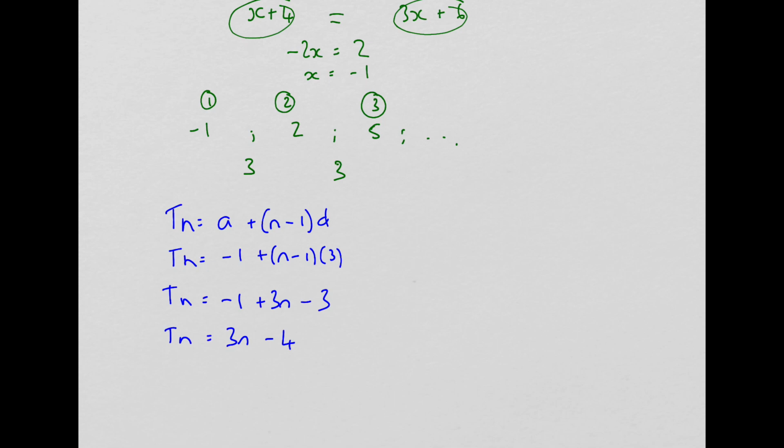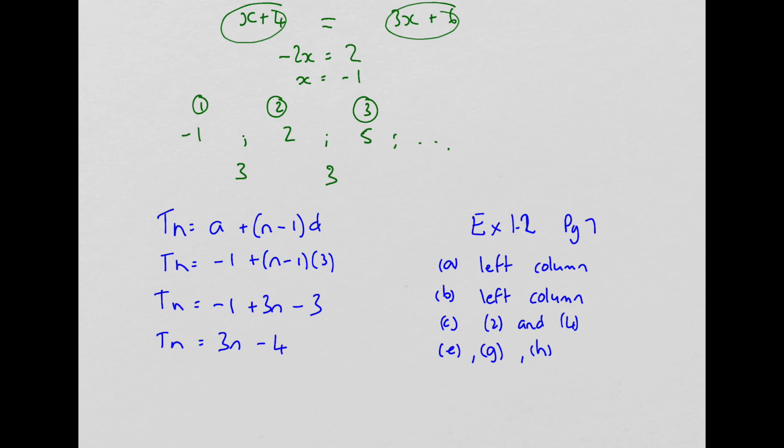Now what I'd like you to do, please, in preparation for Monday's lesson, is turn to page 7 in your textbook, and you will see exercise 1.2. I'd like you to do the following, please. For A and B, please do the left column. So that's 1 and 3 for A, 1, 3, and 5 for B. And then please do C, 2 and 4, and E, G, and H. So all of E, all of G, and H as well, please.